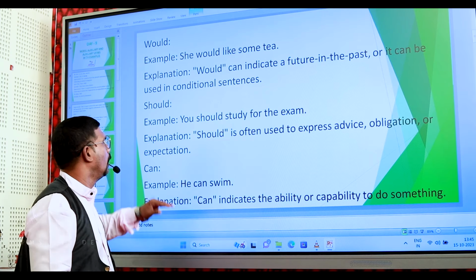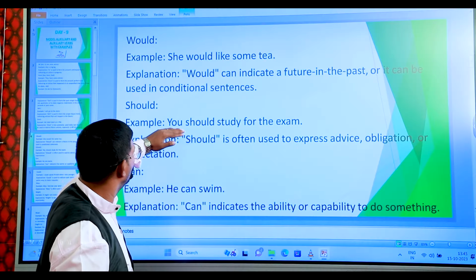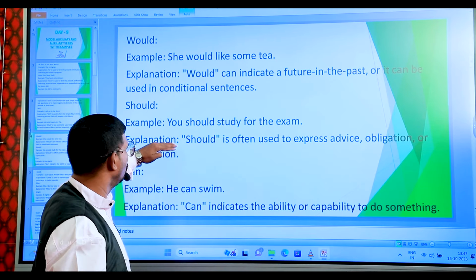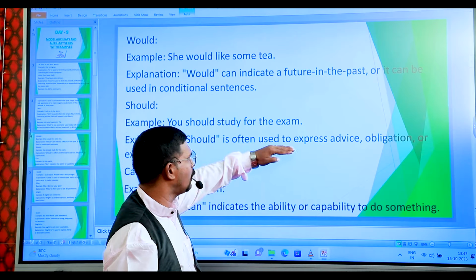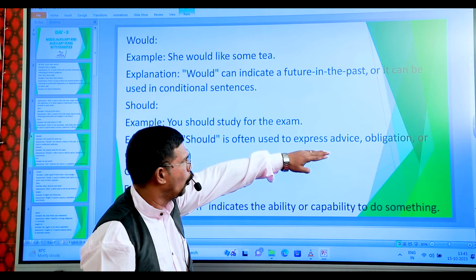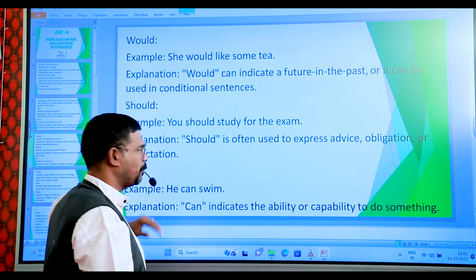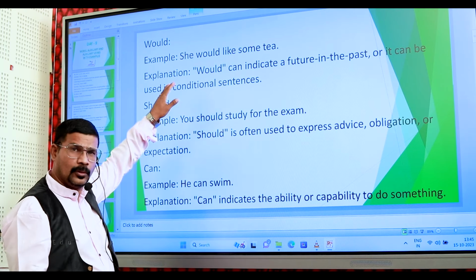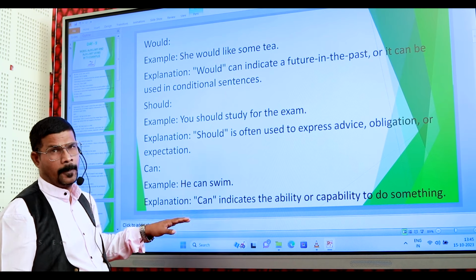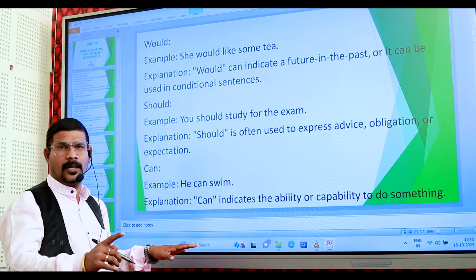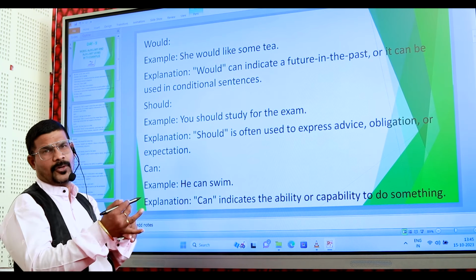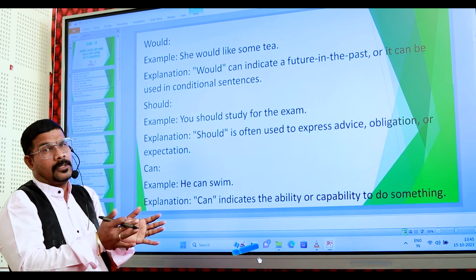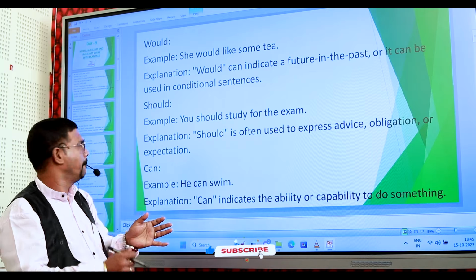Should. Example, you should study for the exam. Explanation, should is often used to express advice, obligation or expectation. So, kindly go through the rules and regulations and the method, so then you are able to construct the sentence the way you can speak well.